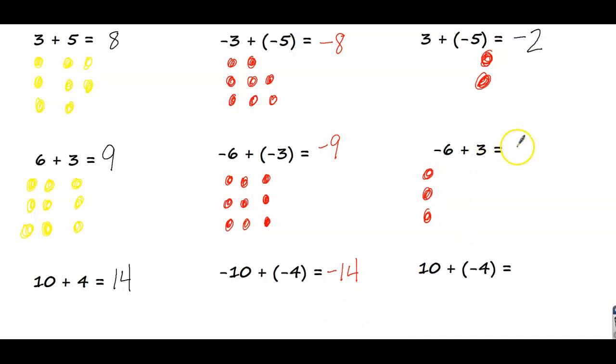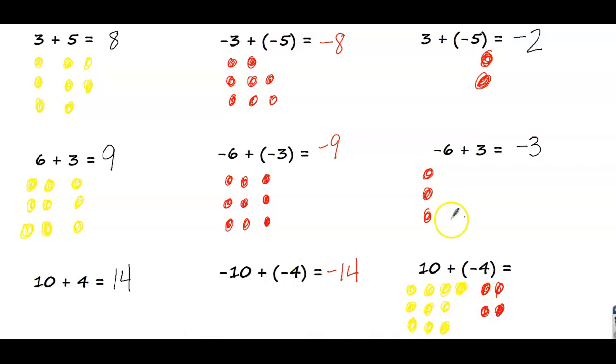I have 3 negatives, or -3. Down here, I'm going to have to draw it this time. 1, 2, 3, 4, 5, 6, 7, 8, 9, 10. 10 positives and 4 negatives. 1, 2, 3, 4. All right.